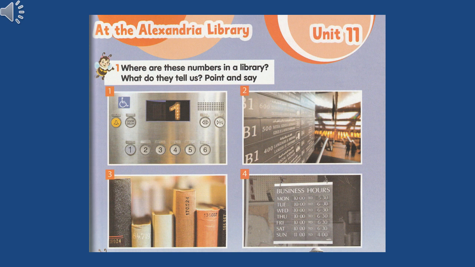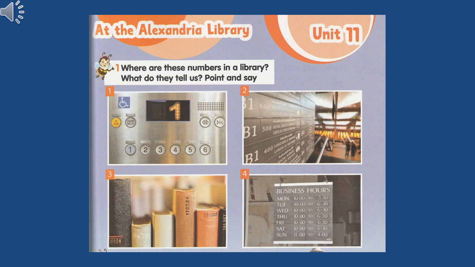Let's look at picture number 1. What can you see? Where is this picture? Excellent, it's in the elevator. Can you see the numbers written on the elevator? 1, 2, 3, 4, 5, and 6. So, if we have numbers in the elevator, what are these numbers for? If I want to go to the first floor or the second, third, so each number represents the floor, right?